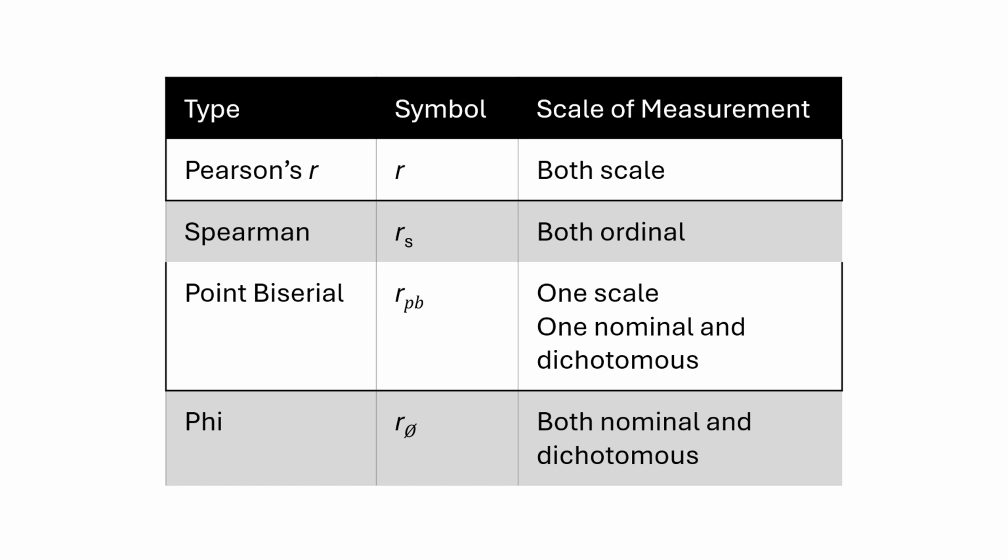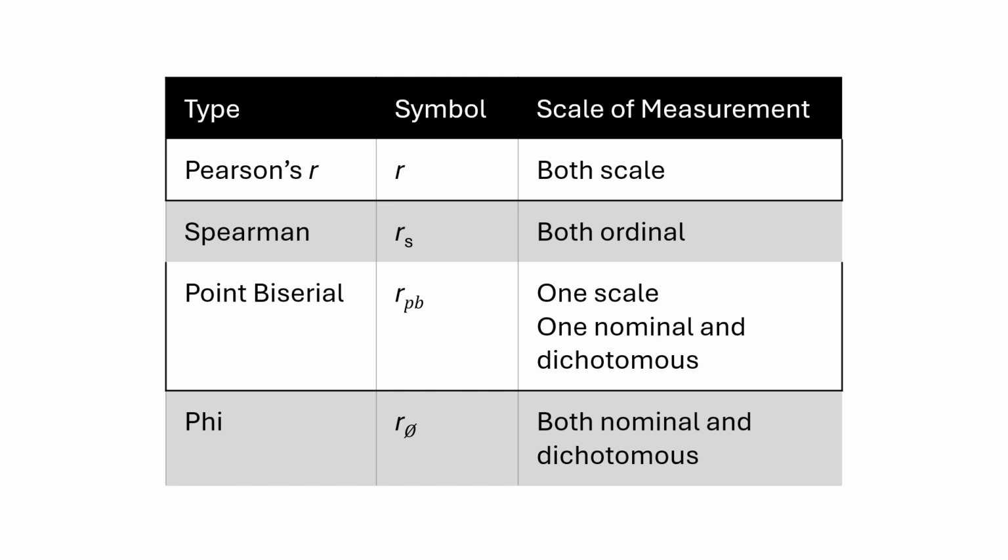There are four different types of correlations we are talking about. We have the Pearson's R correlation. This is the most commonly used one, where both variables are scale, so interval or ratio. You'll use a Spearman's rho if both are ordinal or if at least one is ordinal. So you can always use a Spearman if you have one scale and one ordinal.